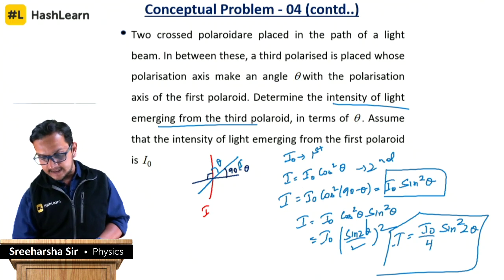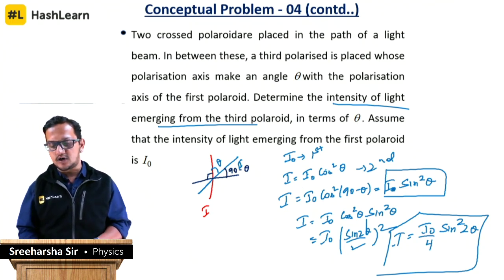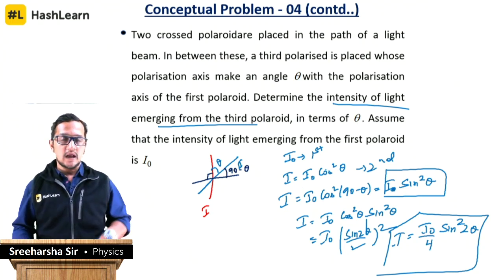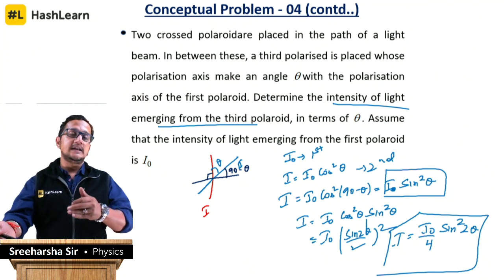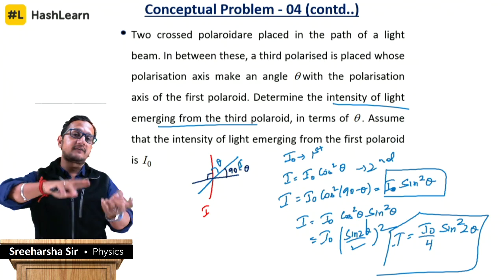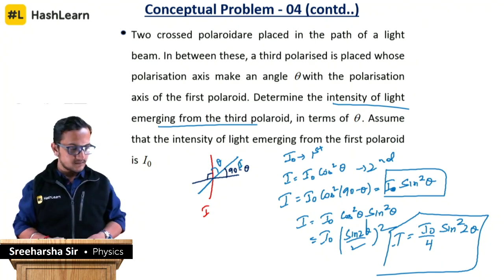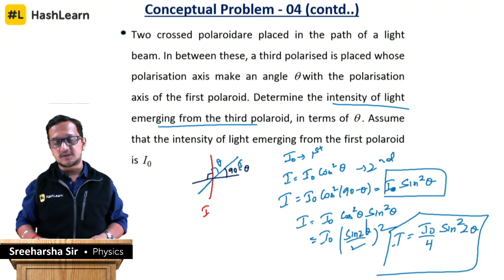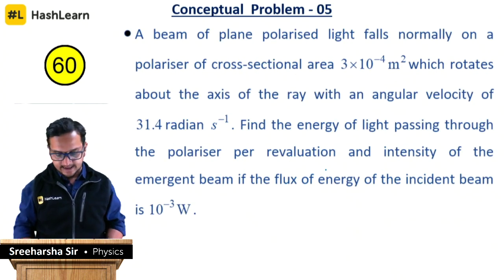So this will be I times, and I is equal to I naught cos square theta. You substitute that value, because for the third polaroid, the incident light will be the light coming from the second polaroid. So I hope you have cleared this, students. The next problem is on the screen.